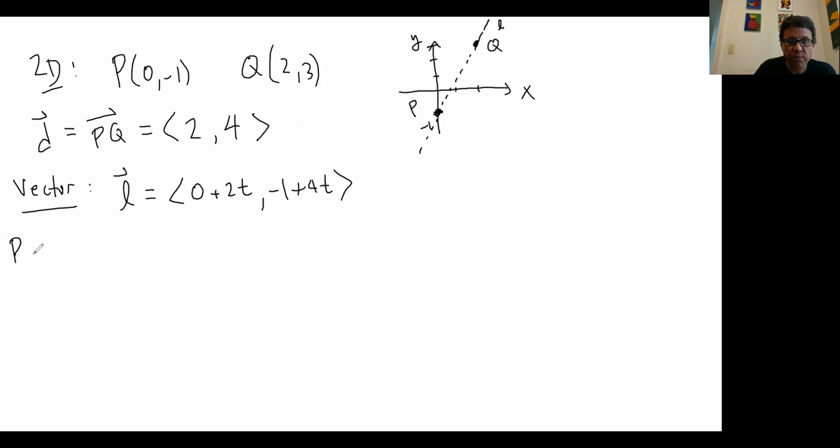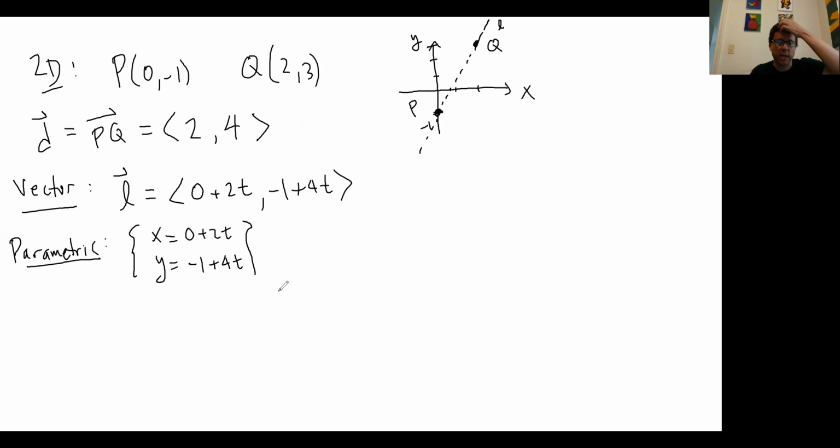The parametric form for the line is just to pull out the x and y and list them together. And after a while, you're like, this is annoying, I can just write it. But you still have to know that this means that the first one is x, so 0 plus 2t, and the second one is y, negative 1 plus 4t. So you could write it like that.